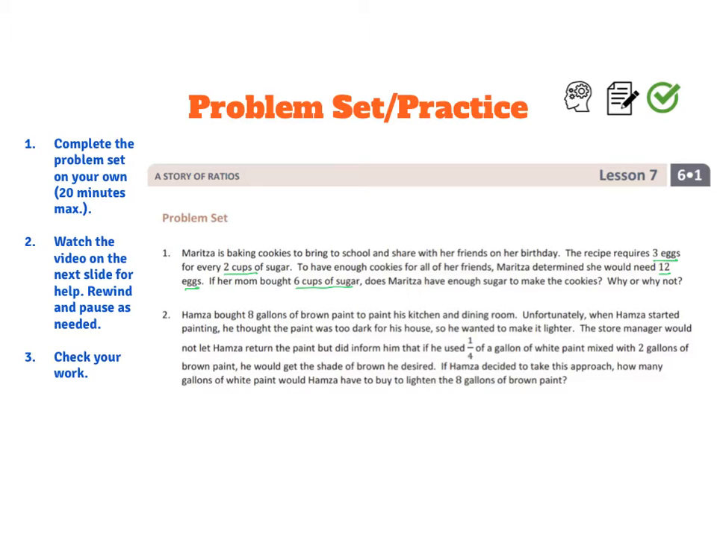We know that the recipe requires, I'm going to write right above here, 3 eggs. And for every 3 eggs, we have 2 cups of sugar. So eggs and we have sugar. Okay.